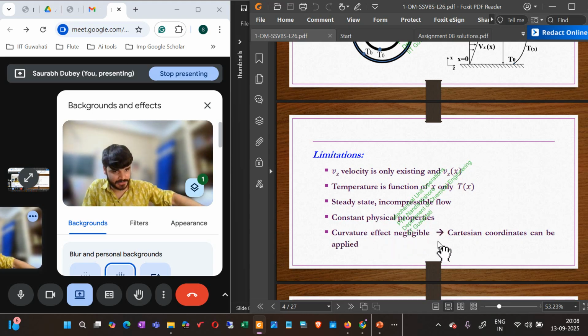Curvature effects here you are not considering. Next lecture we will be considering them, right? That is another aspect that should be there, and when it becomes important, that too we will be discussing. The Cartesian coordinate can be applied now because the curvature effects you are not considering, right?